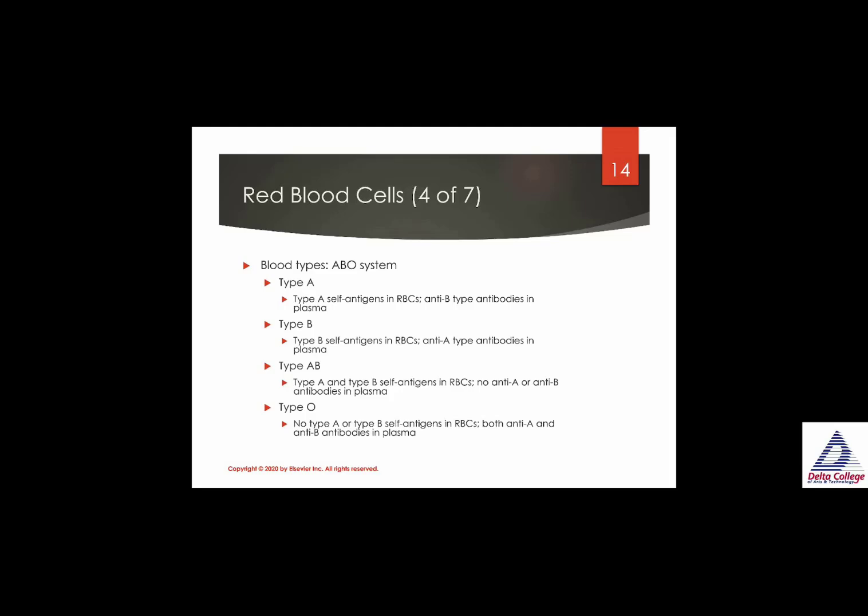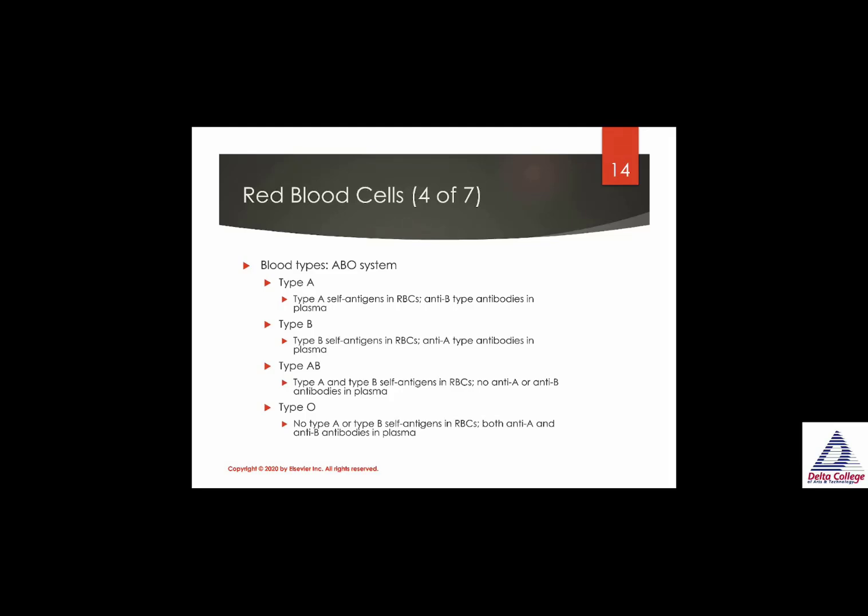Now, blood types, we call this the ABO system. Type A has A self-antigens on red blood cells and anti-B antibodies in the plasma. Type B has B self-antigens on red blood cells and anti-A antibodies in the plasma. And remember, anti means against, right? So type A is against B type, and type B is against A type.